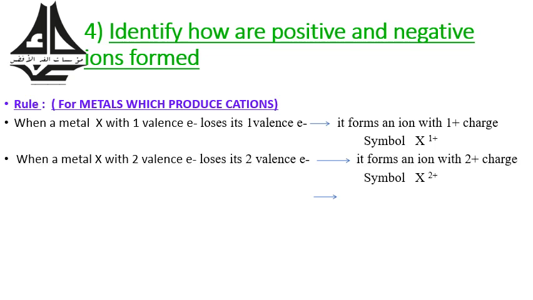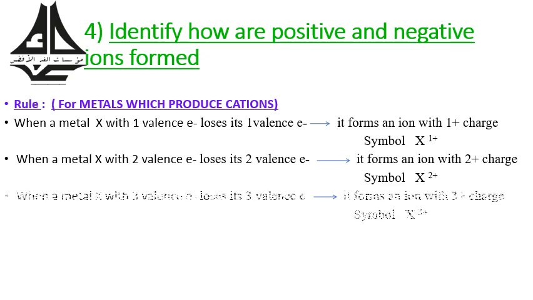When a metal X with 2 valence electrons loses its 2 valence electrons, it forms an ion with 2+ charge, symbol X^2+, like Ca2+. When a metal X with 3 valence electrons loses its 3 valence electrons, it forms an ion with 3+ charge, symbol X^3+, like aluminum, Al3+.